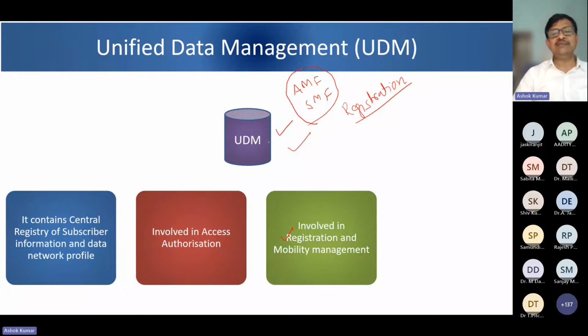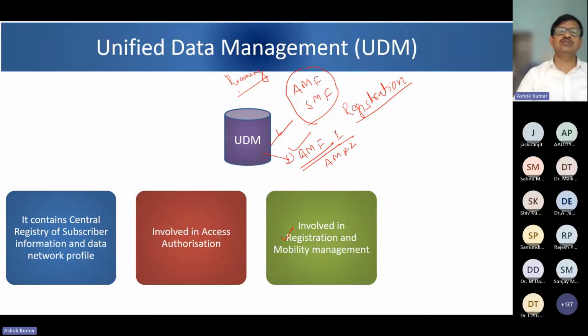is involved in mobility management. How is it involved? Which AMF is handling a particular call is always available with UDM, right? At a particular time, say AMF1 would be handling a call, at another time maybe AMF2 is handling the call. So it knows which AMF to query to get information about that user. And this becomes useful in a roaming environment, right?